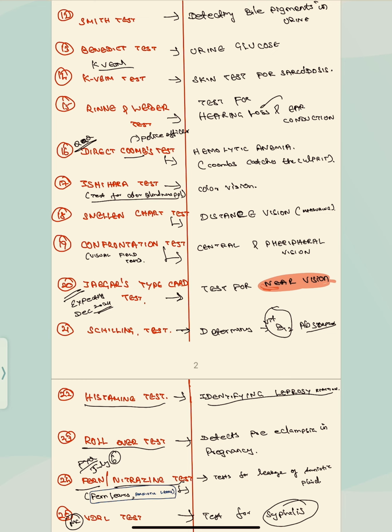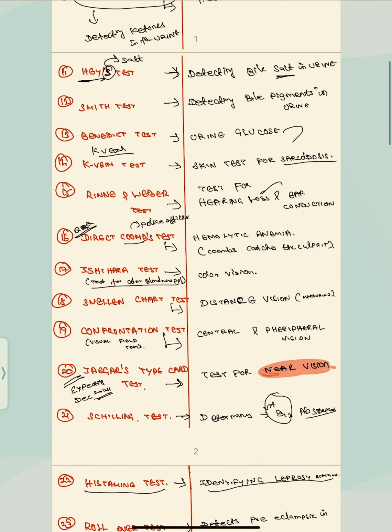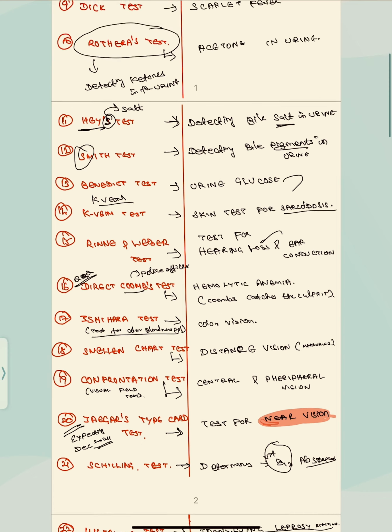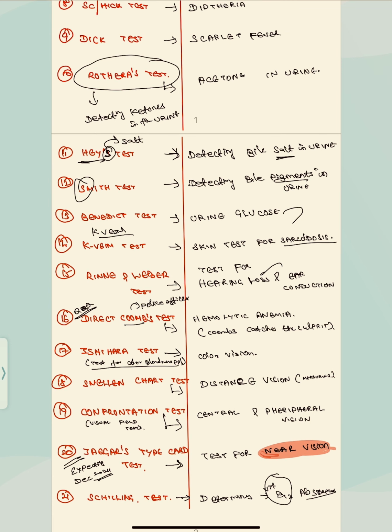Kveim test, skin test for sarcoidosis. Benedict test, it's for the urine glucose. Smith test, detect the bile pigment. Smith test, detecting bile pigment in the urine. Hay's test, detecting the bile salts in the urine. Rothera's test, Rothera's acetone in the urine.